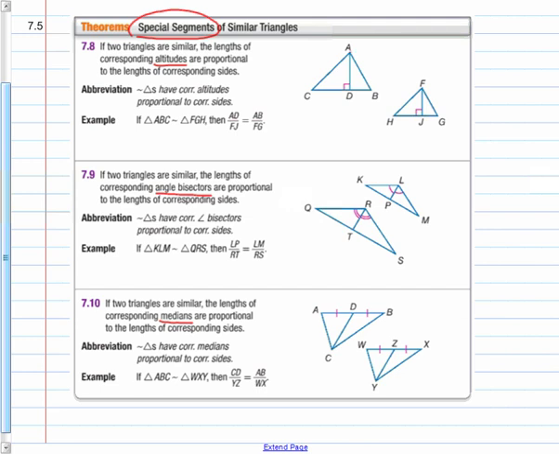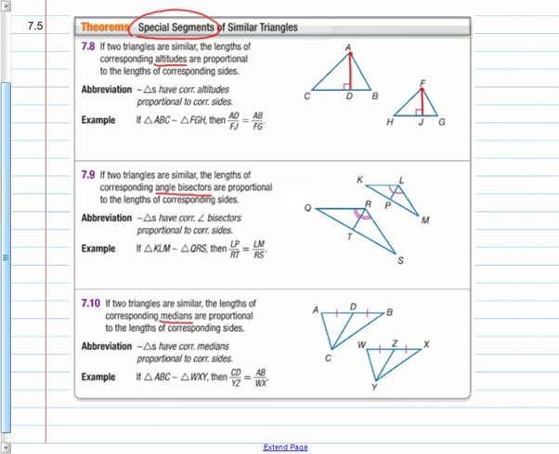Altitudes. Do you remember what an altitude is in a triangle? It goes from a vertex and hits perpendicular, 90 degrees, to the opposite side. That's an altitude. So if I know I have two similar triangles, this theorem says those altitudes are proportional with the corresponding sides. They're in the same ratio.